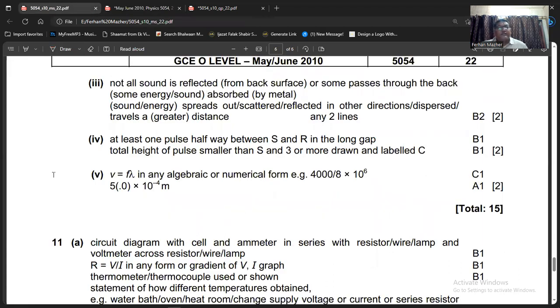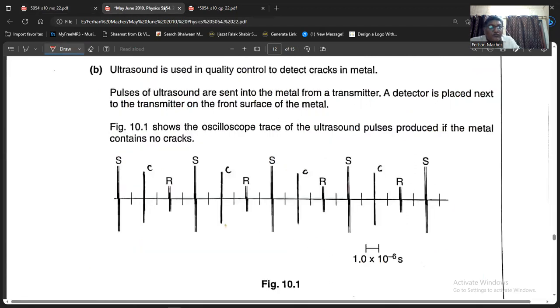What they say: at least one pulse halfway between S and R in the long gap, total height of the pulse smaller than S, and 3 or more drawn and labeled C. Okay, so we are good with this.